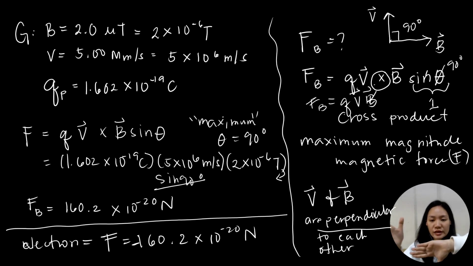So if you notice, the right hand rule and the left hand rule are actually just the same, but different in the direction of the magnetic force. They are reversed. Okay, so that is all in this video.